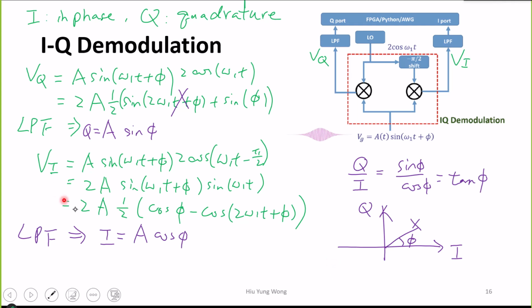Yes, you get VI and VQ, but then you go through this low pass filter, and this high frequency part is gone, right? So basically you only get the DC signal, it's just a voltage, right? And then the ratio of the voltages is tangent phi. Yeah. So one of them may be negative phi, one is phi, and then you know 0 and 1. Of course, with noise, you have a broad spread, right?